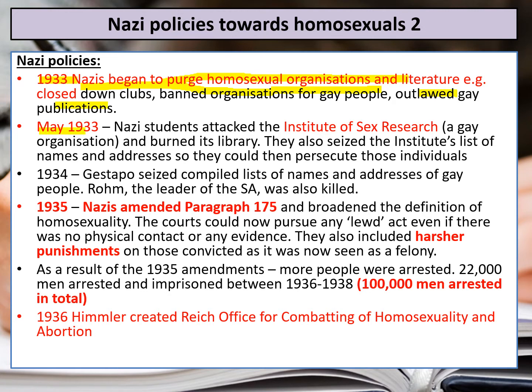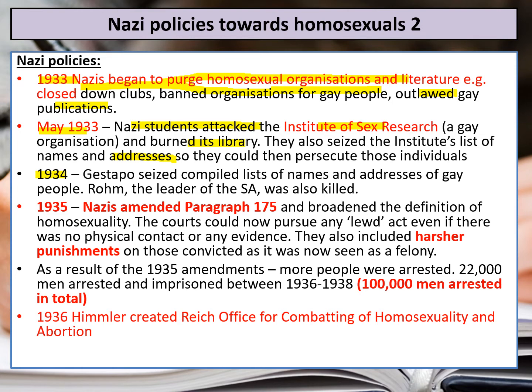Then in May of the same year, Nazi students decided to attack a gay organisation called the Institute of Sex Research, and they burned down its library. But quite crucially, they also seized the Institute's list of names and addresses of gay people, so they could then further persecute those individuals. The Gestapo also tried to root out and find anybody that was gay in 1934.